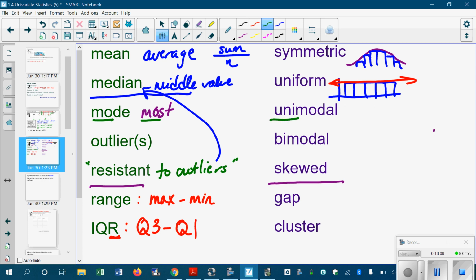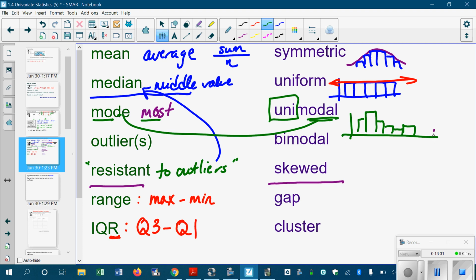Unimodal: uni means one, and modal refers to the word mode. So unimodal means one most common thing. That would be any shape that has one very tall peak. Okay, so say I had my histogram shape looking like that. There is one tall peak, one tallest bump. Bimodal is where you have 2 tallest peaks. So maybe your overall shape is something like that. Like a 1-humped camel and a 2-humped camel.